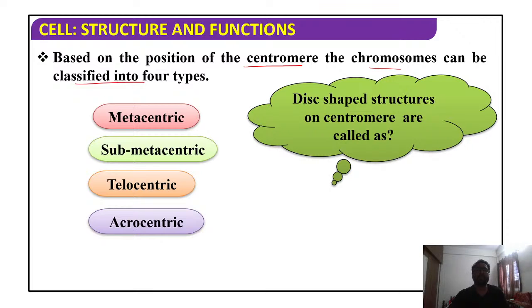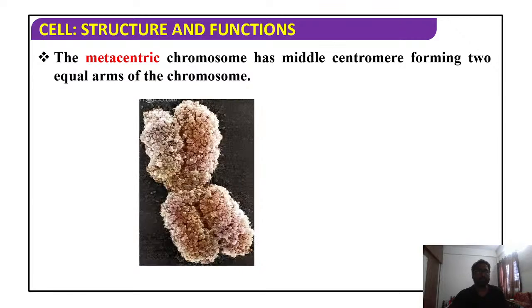You can check the question here. Disc-shaped structures on centromeres are called what? The answer is kinetochores. I already know about that.